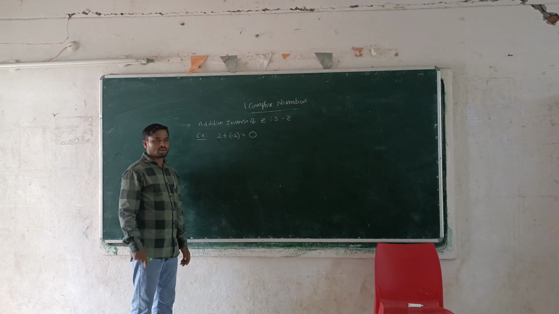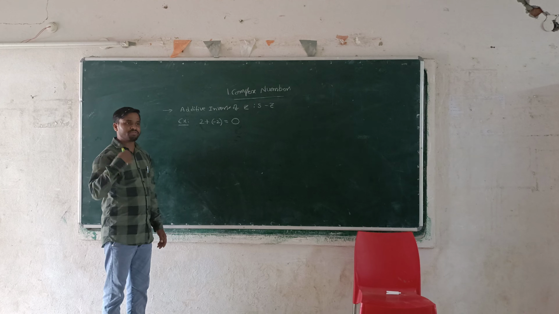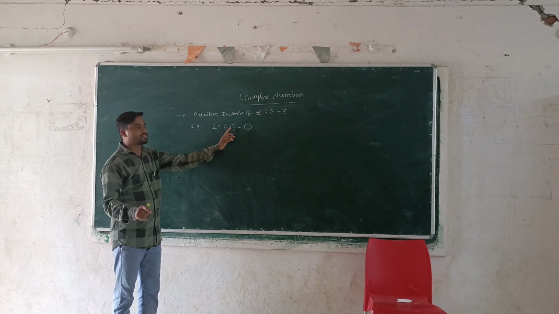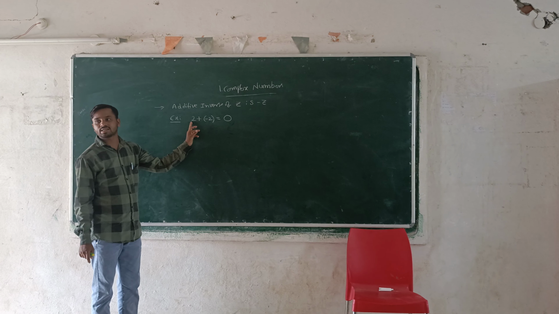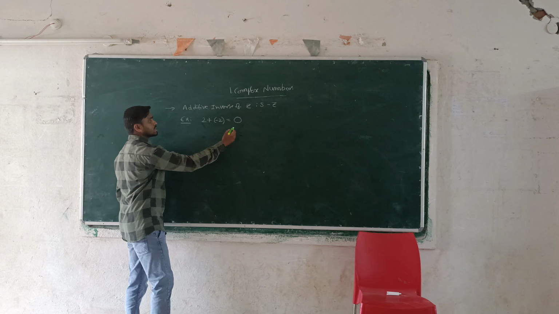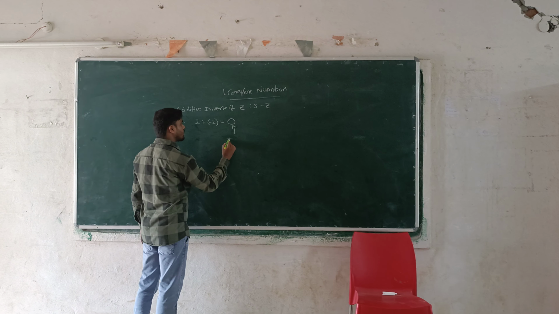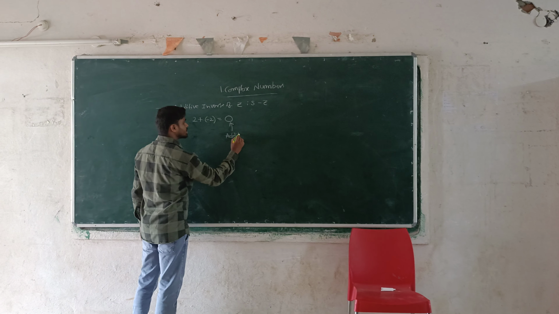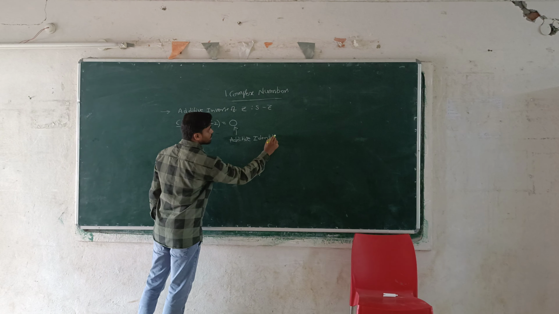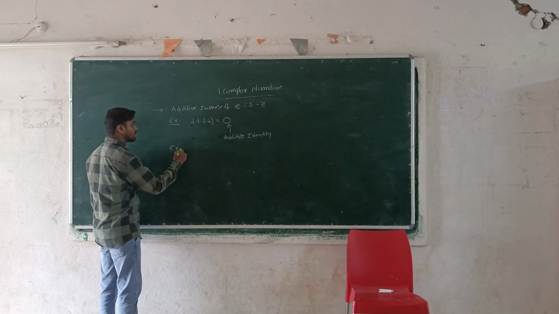Yes or no? He is my friend, I am also his friend. That is, minus 2 is called the additive inverse of 2, and 2 is called the additive inverse of minus 2. Okay? Right. Here 0 is called the additive identity.